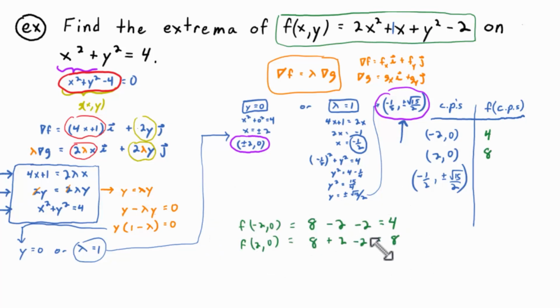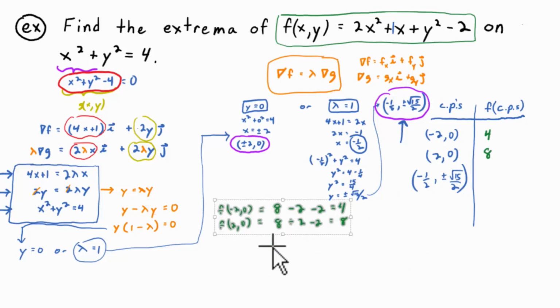Now let's do the last two all at once. And plug in f of -1/2 and then plus or minus root 15/2. Again, the reason I can do this is all I see is a y squared. So the plus or minus root 15/2 is a y value. That negative is going to go away. Either way, you're going to get the same value, in other words, for both critical points. Okay, so what do you get?